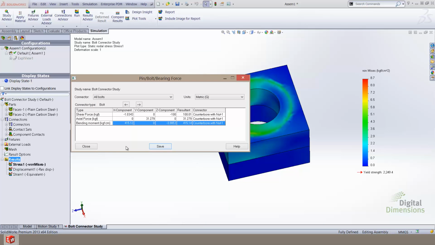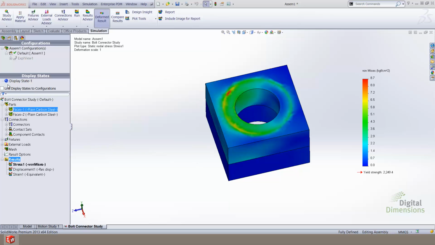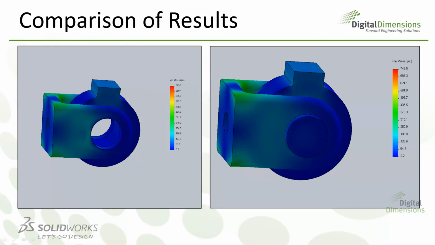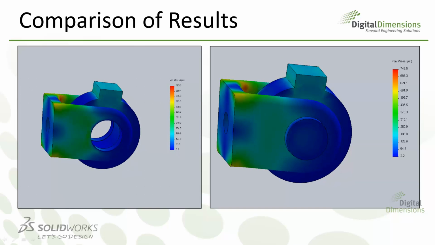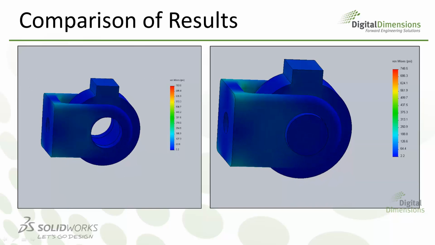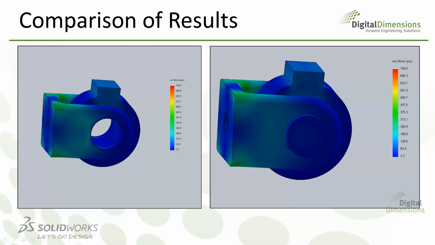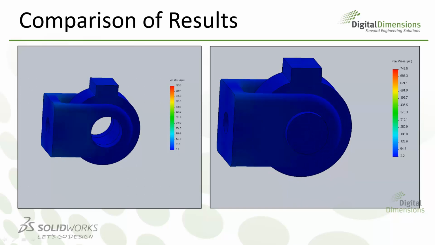Now that we've seen the results for pin, bolt, and bearing forces by themselves, let's take a look at the difference in results on 3D models. This slide shows two models. The one on the left is utilizing a bolt connector to hold the model together. The one on the right is utilizing a 3D model of a bolt.